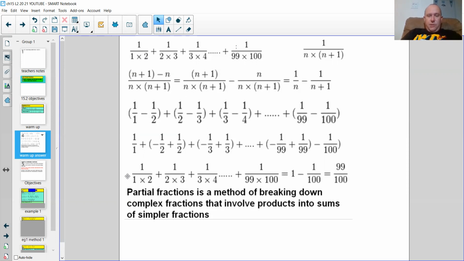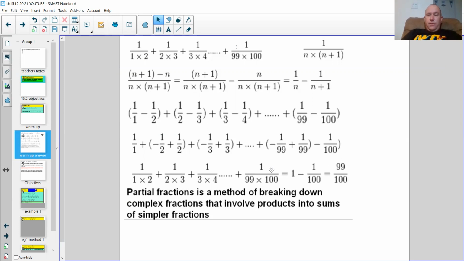So what we notice for this particular question is the sum up to 100 we can just write as 1 minus 1 over 100, which is 99 over 100, which is much quicker than working out all 100 terms and then finding their sum and difference. So partial fractions is a method of breaking down complex fractions, something that involves products, into sums of simpler fractions. And then hopefully like this, we can actually do some operations.